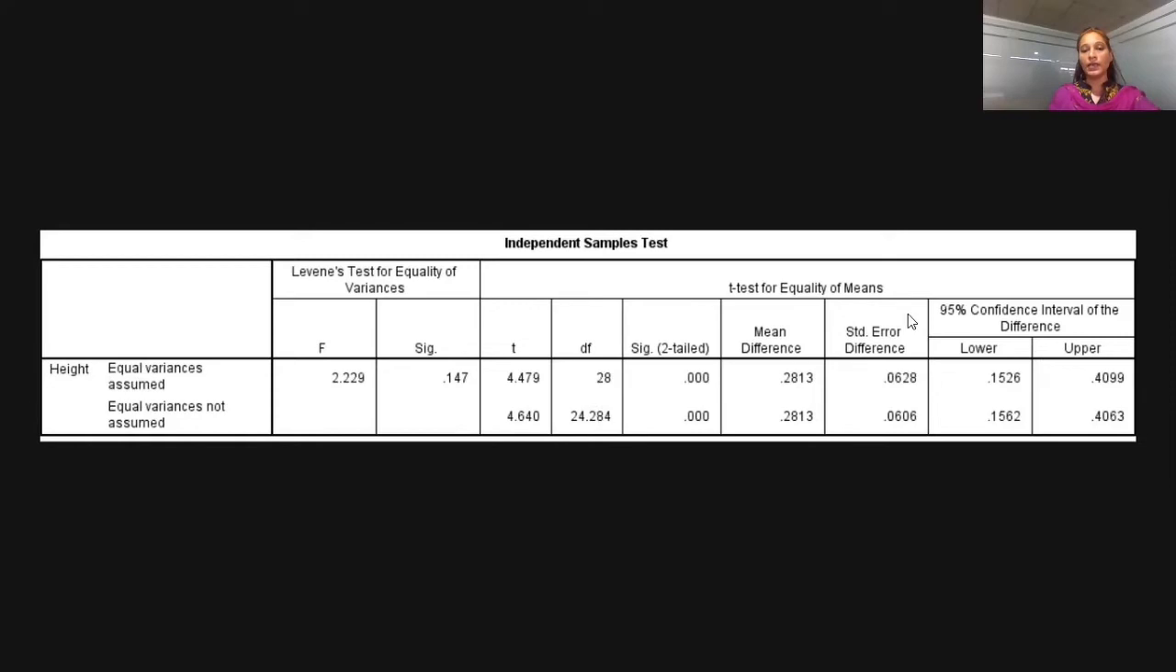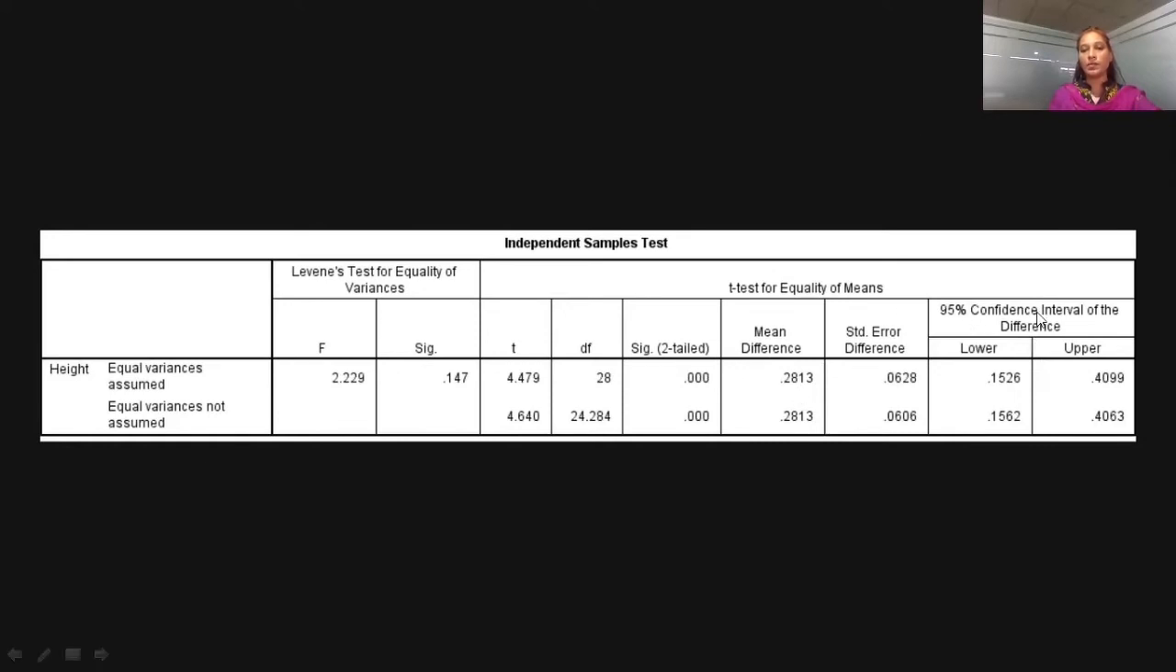Further, the next table indicates the mean difference value, and this is a positive value. In this particular independent sample t-test, the first group is male and the second group is female. That is why we can say that this is the difference between the male's height and the female's height. So we can say that the male's height is more than the female's height because this mean difference is positive.